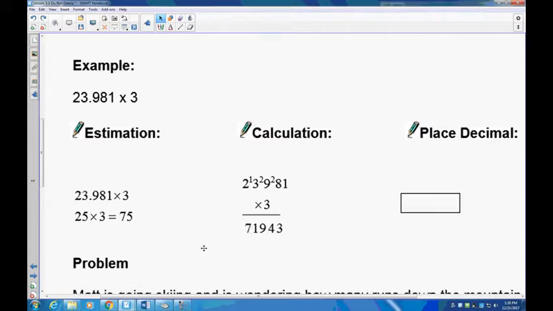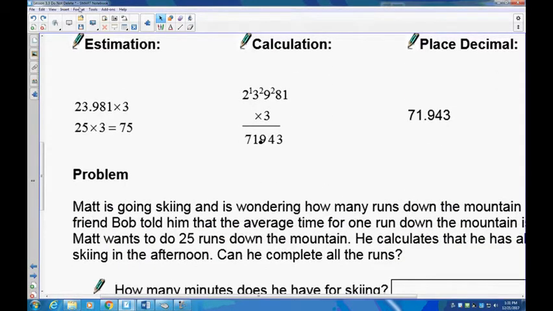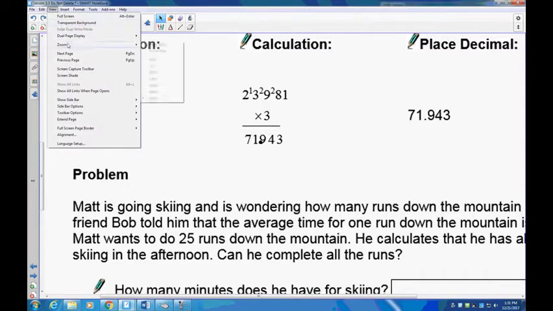So my final answer has got to be around 75, so I know my decimal is going to have to go between the 1 and the 9 here. So my final answer is going to be 71 and 943 thousandths. All right, let's take a look at another word problem.